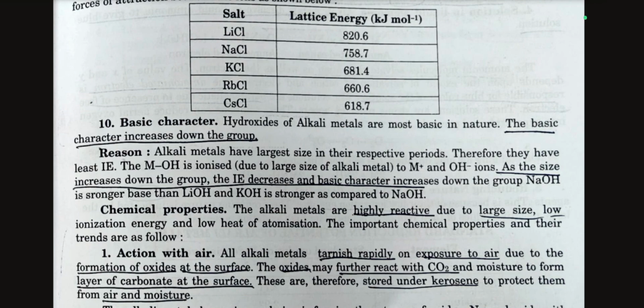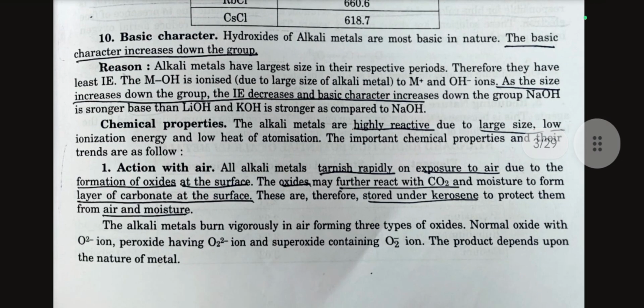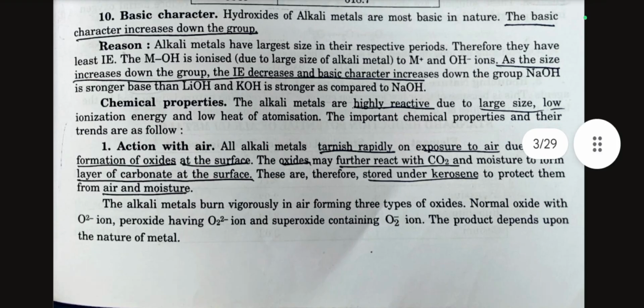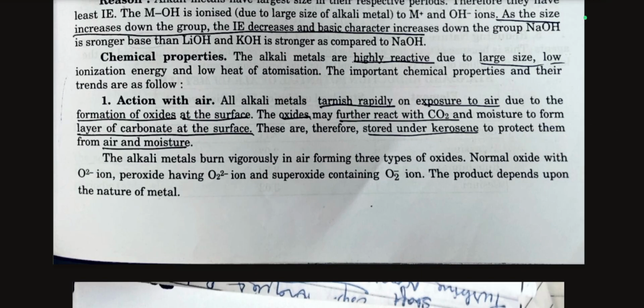Chemical properties. The alkali metals are highly reactive due to large size, low ionization energy, and low heat of atomization. The important chemical properties and the trends are as follows. Action with air. All alkali metals tarnish rapidly on exposure to air due to the formation of oxides at the surface. The oxides may further react with CO2 and moisture to form a layer of carbonate at the surface. These are therefore stored under kerosene to protect them from air and moisture.